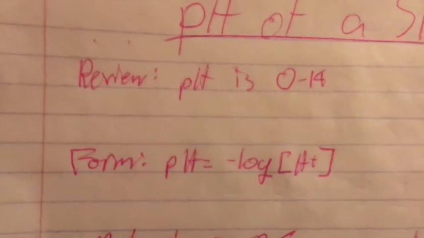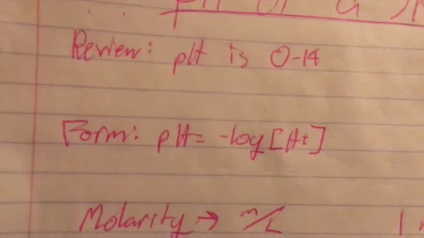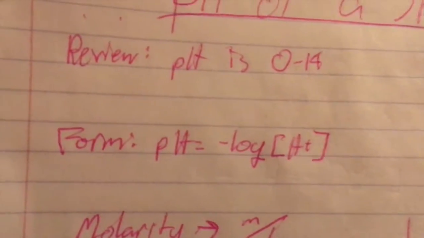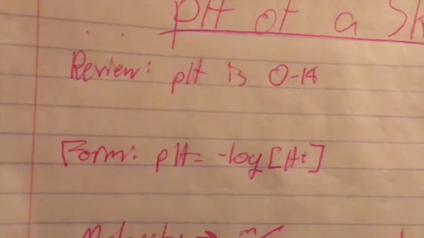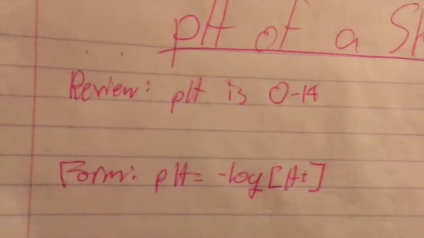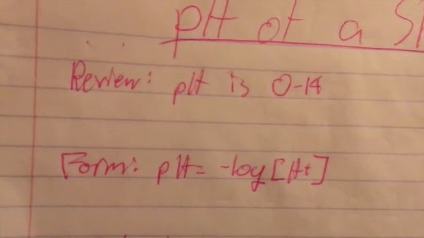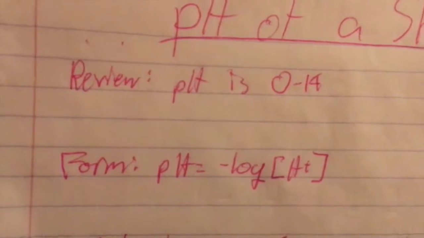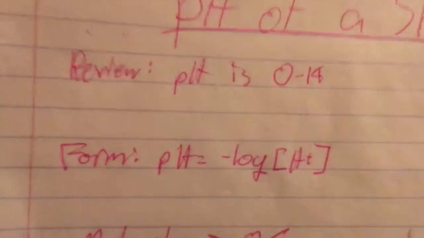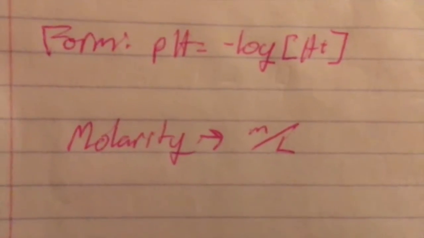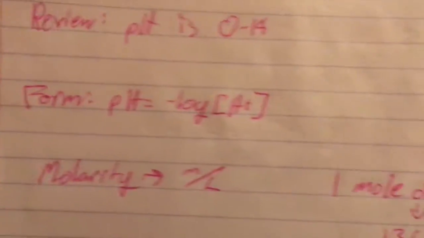To find the pH of a solution, first we have this formula, which is pH equals negative log of the concentration of H plus ions in a solution. To find this value, first we need to find the molarity of a solution, which I know is horrible, but we're going to do it anyway. A quick reminder, molarity is the value of moles over liters in a solution.